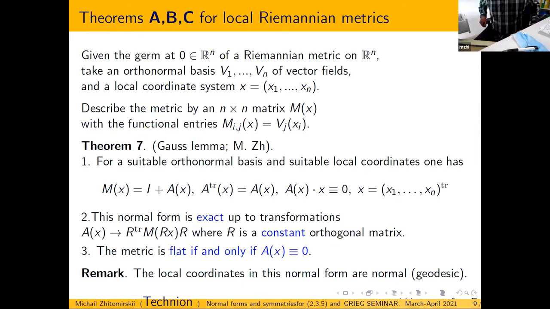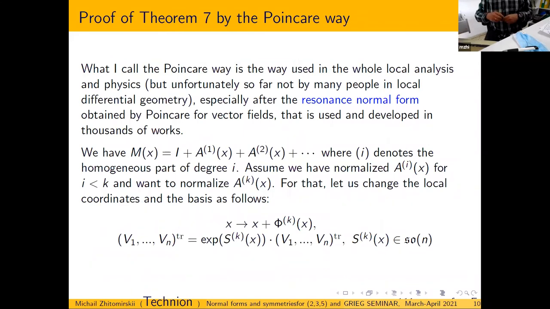But thanks, Monica. What I want to do is prove it without using anything. I assume that I do not know, and in fact, when I proved this, I didn't know what a geodesic is, what a Levi-Civita connection is, or what the Riemannian curvature tensor is. I know nothing from differential geometry. I want to prove this result because this is my way. I will use the same way for 2-3-5 distributions. So I'm following the Poincaré way.